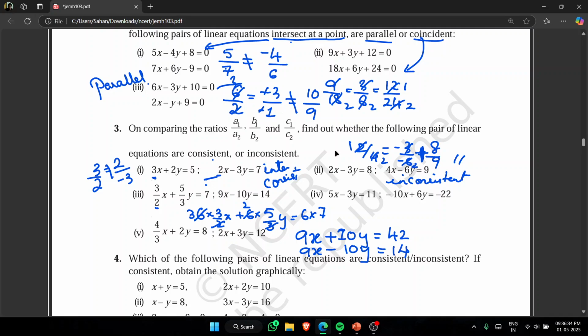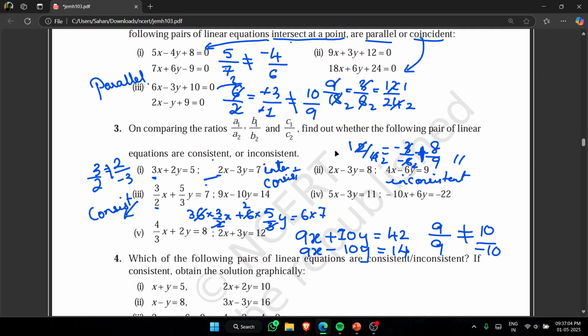Now check, 9 by 9 is not equal to 10 by minus 10. So it is 1 not equal to minus 1. So this system has a unique solution and it is consistent. A1 by A2 not equal to B1 by B2. It is consistent, intersecting lines. Same here, the fourth one you try.